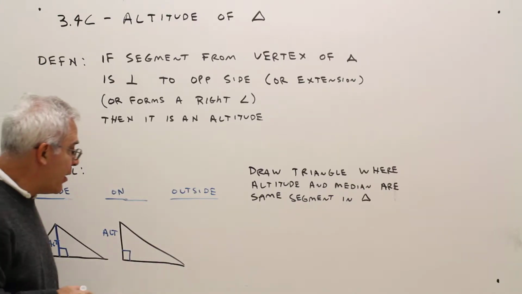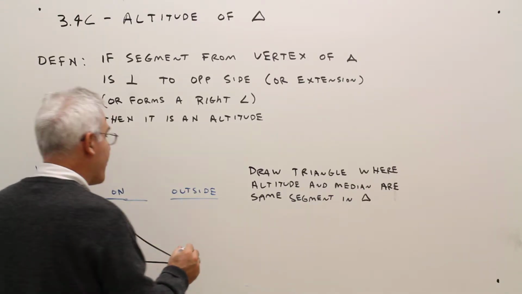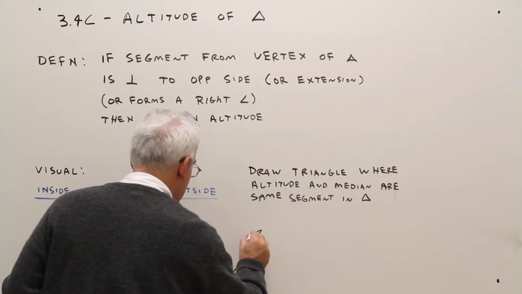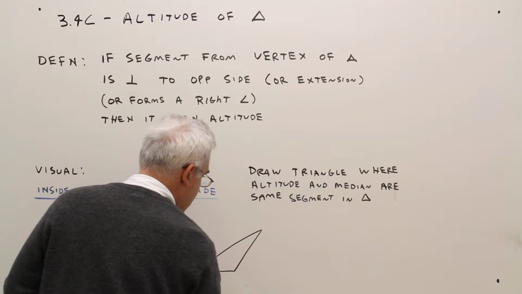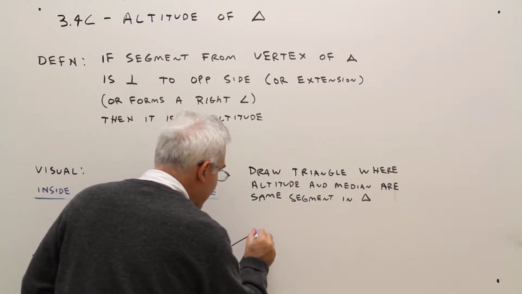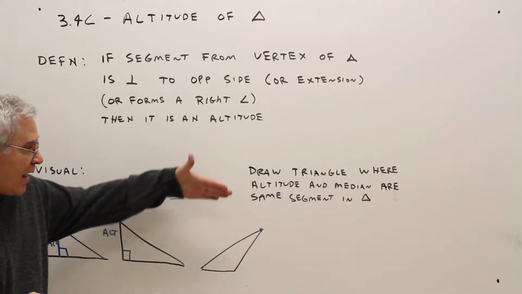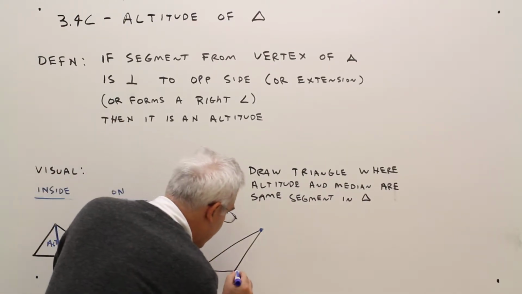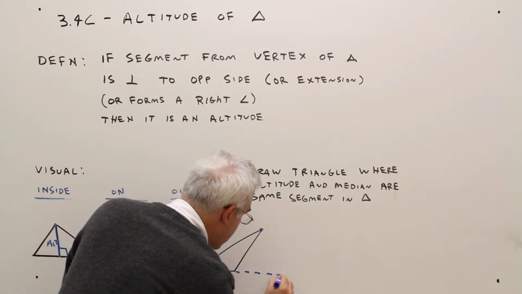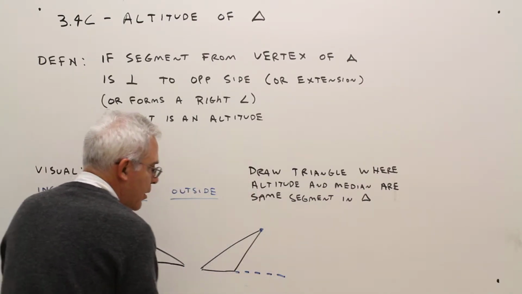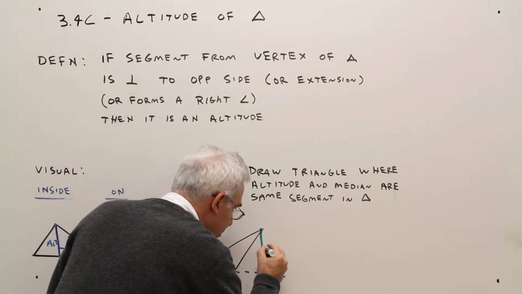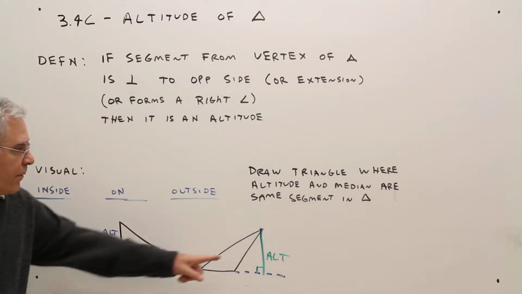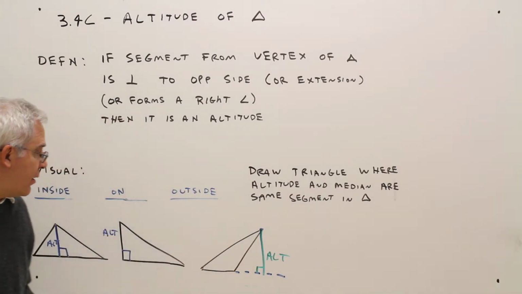And then the last one, the altitude could be outside the triangle. So let me draw this. Okay, so if I'm talking about this vertex, and I want to be perpendicular to the opposite side, what I'm going to have to do is draw the extension here. And then drop this down. And that's the altitude on the outside.